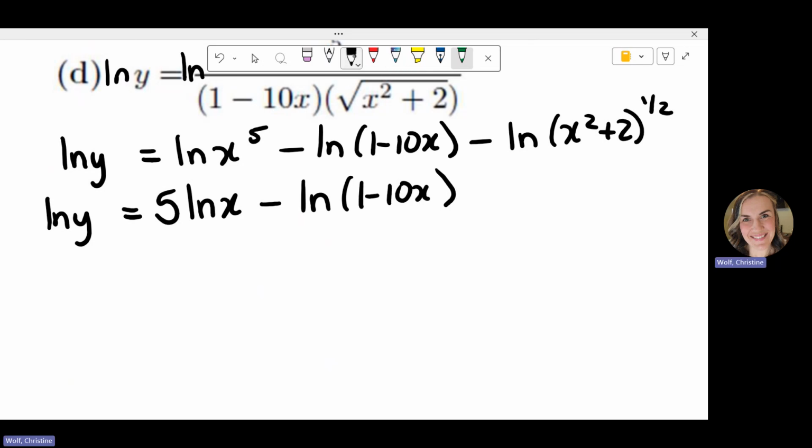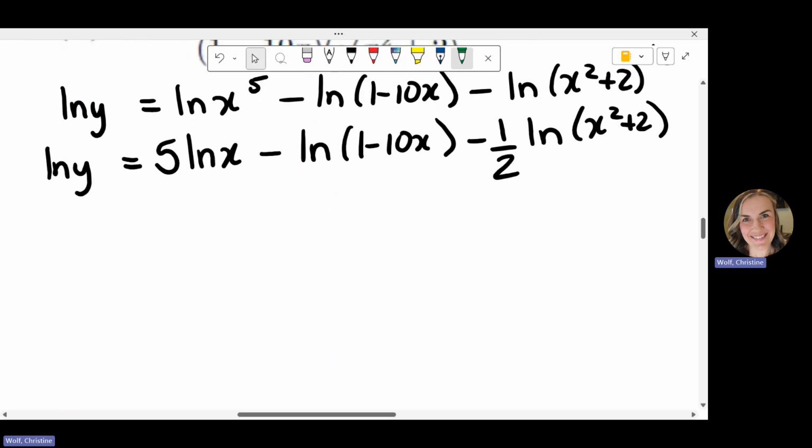But then this guy, I can plop down that 1/2. Recopy, and I don't subtract 1. I'm not in derivative mode. Okay, now my log laws are done. Now I get to shift to derivative mode. So I take the derivative of each side.